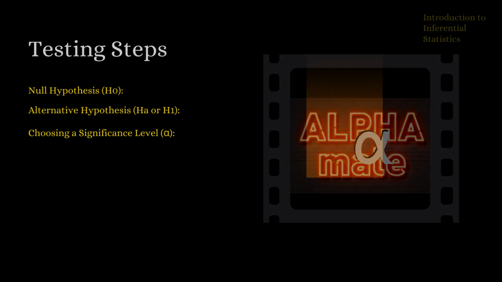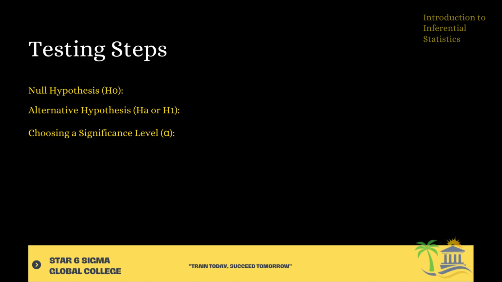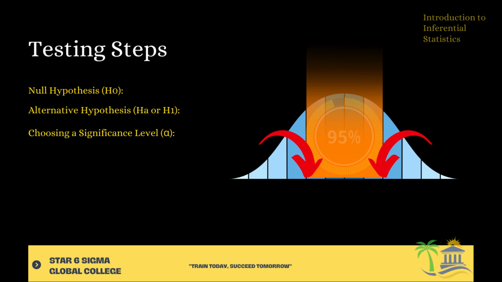Choosing a significance level, alpha. The significance level, often denoted as alpha, determines the threshold for considering a result as statistically significant. Common values for alpha include 0.05, 5%, and 0.01, 1%. These values represent the maximum probability of making a type 1 error, rejecting a true null hypothesis.